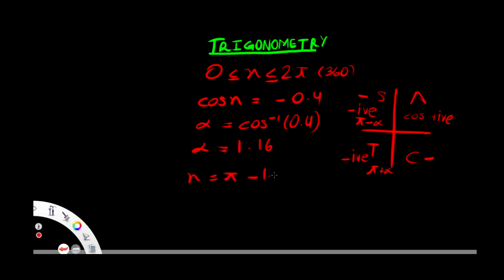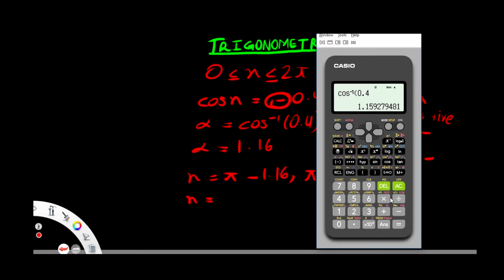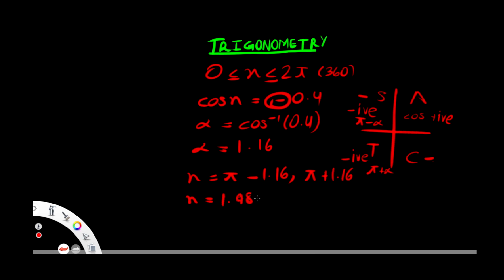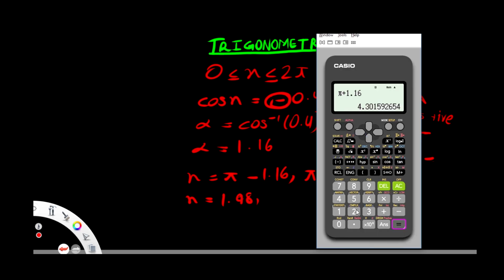So pi minus 1.16 and pi plus 1.16. And how did I know that cos is negative? Because of this sign. We never ever use a negative sign in calculating the angle. We only use it for finding out the two possible answers. So shift and this button, and we get pi minus 1.16 equals 1.98, and finally we're going to add pi plus 1.16 to get 4.3.